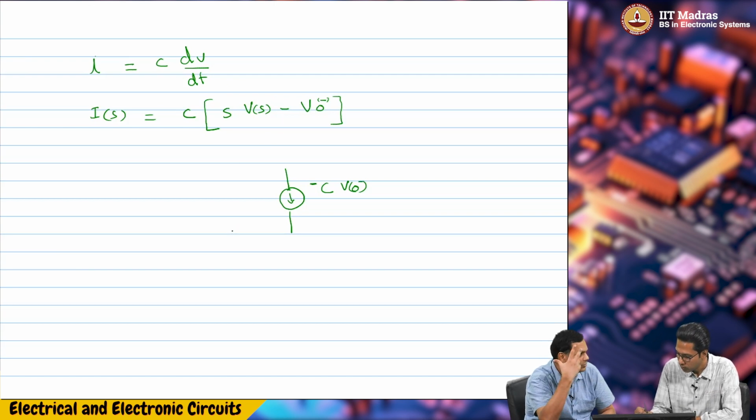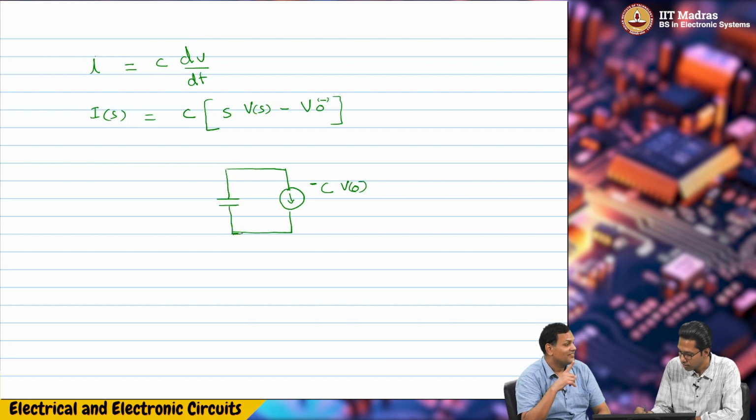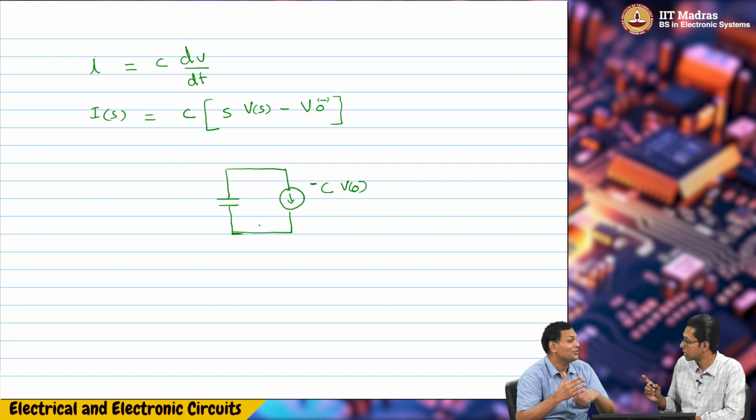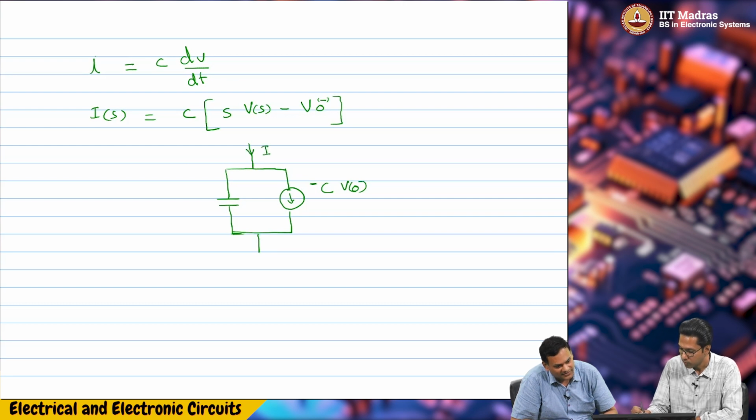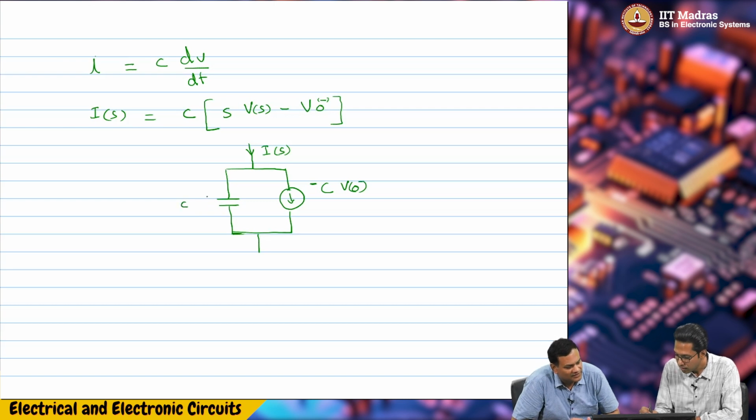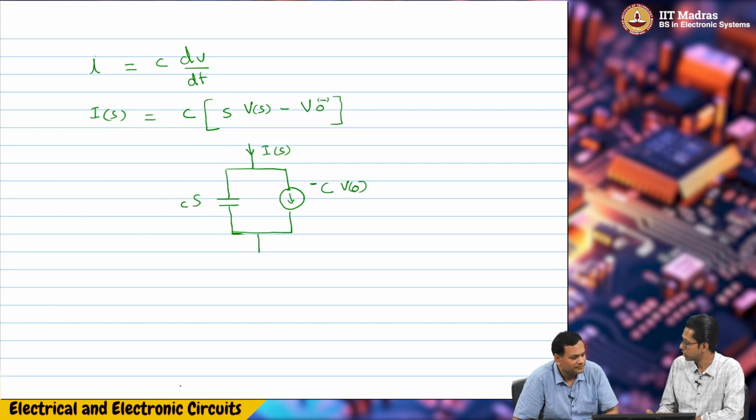So they have to be in parallel, because only if you have parallel branches will the currents add. In the case of the inductor, we were relating the voltage to the current, so it came in series, as a voltage source in series. Here it is a current source in parallel. So I of s is here, and C times S, and the voltage across the capacitor will be V of s.